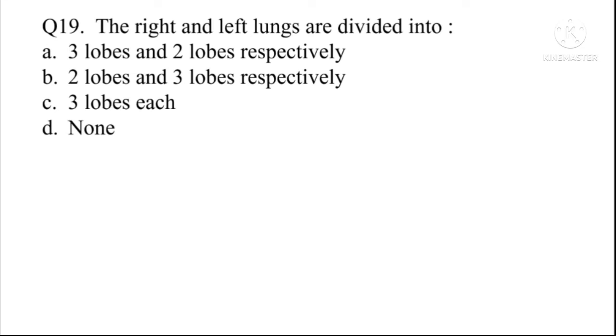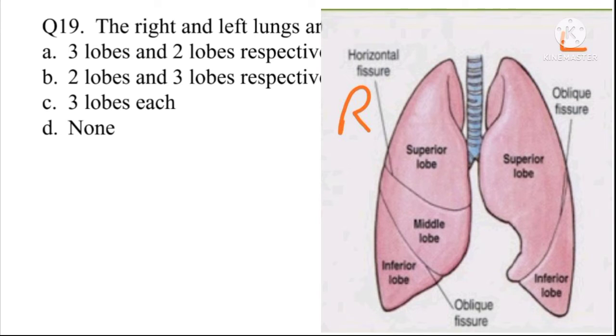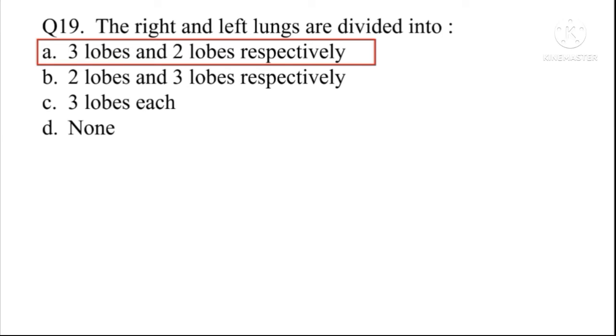Next question is, the right and left lungs are divided into, options given are option A is 3 lobes and 2 lobes respectively, option B is 2 lobes and 3 lobes respectively, option C is 3 lobes each, option D is none. So its correct answer is option A. Right lung is divided into 3 lobes and left lung is divided into 2 lobes.